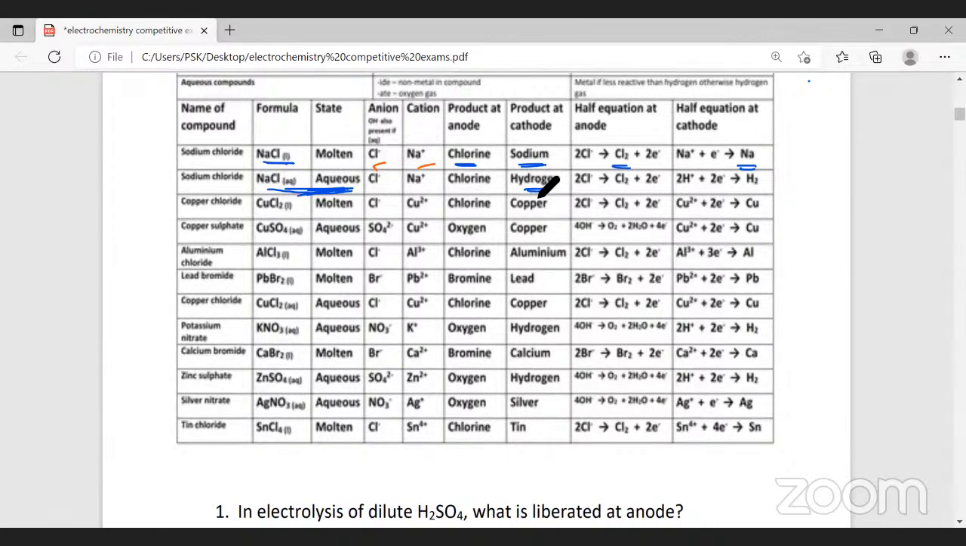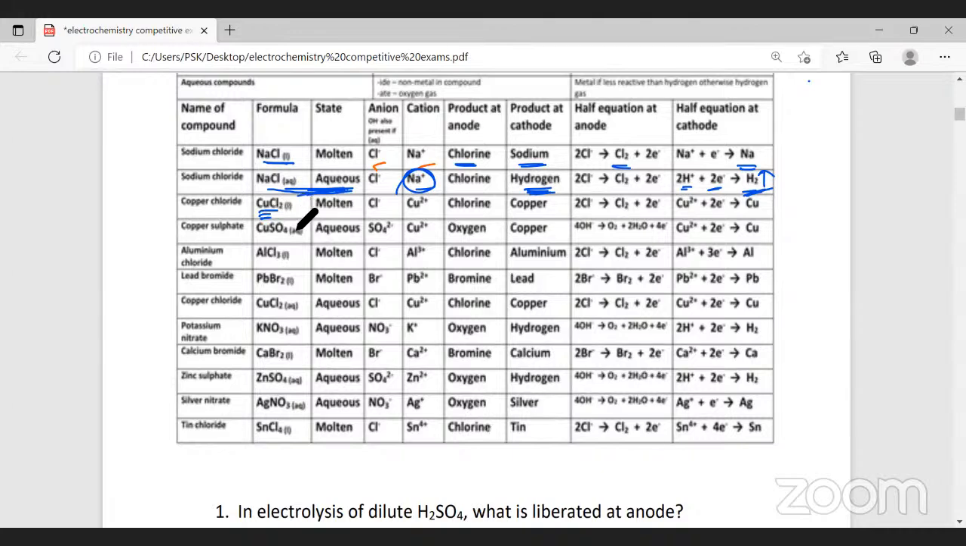But in water, we have H plus ions also. All right, deposition potential, discharge potential, we were learning. So in aqueous medium, H plus ions are there. These H plus ions will get reduced to liberate what gas? Hydrogen gas at cathode. Do you understand what I'm telling? Even though sodium ions are there, what is getting liberated? Hydrogen gas is liberated.